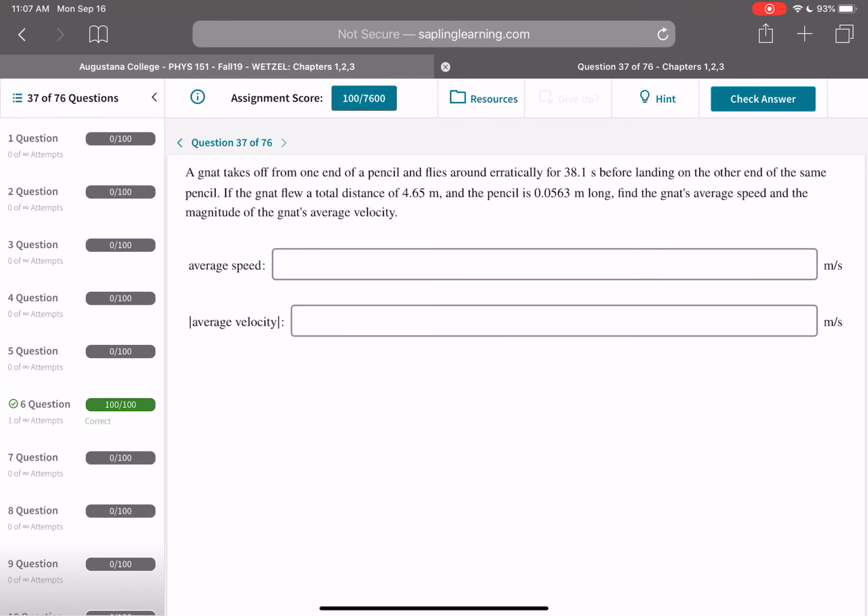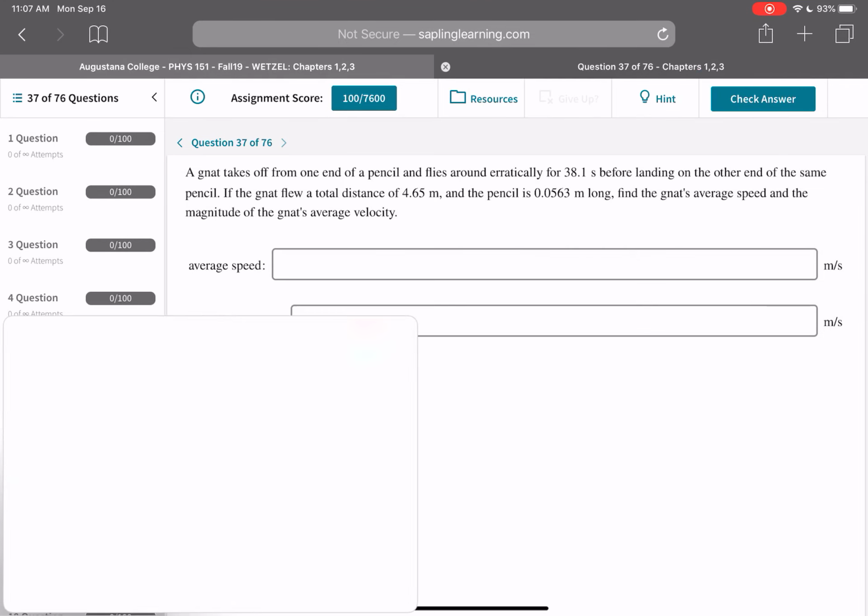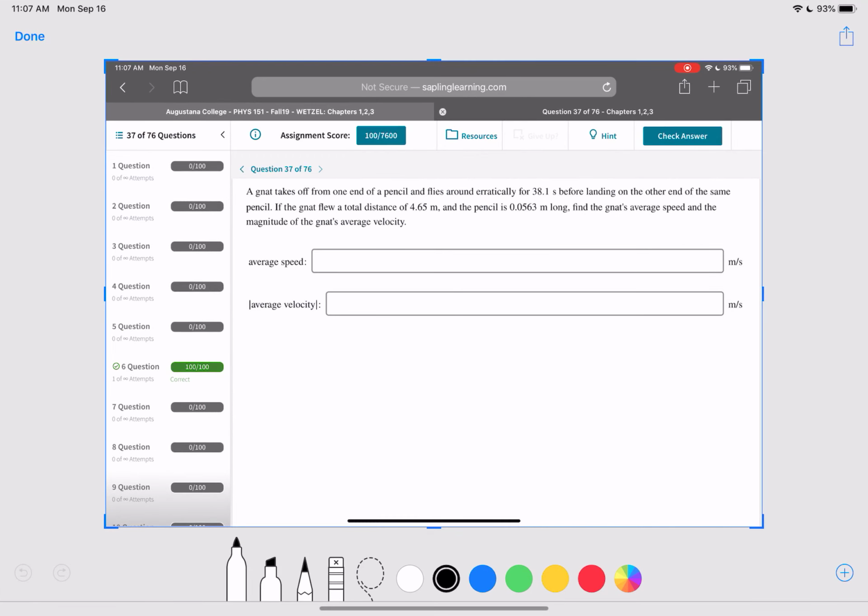A gnat takes off from one end of a pencil, flies around erratically, like flies do, I guess, or gnats, for 38.1 seconds before landing on the other end of the same pencil. If the gnat flew a total distance of 4.65 meters and the pencil is 0.0563 meters long, find the gnat's average speed and the magnitude of the gnat's average velocity. So, what you care about here, the average speed and average velocity.